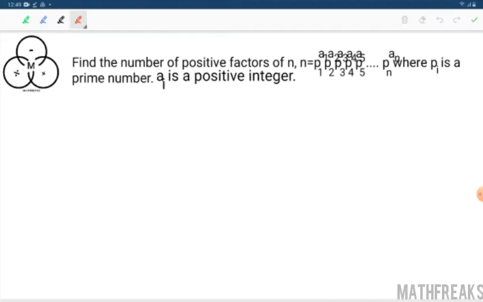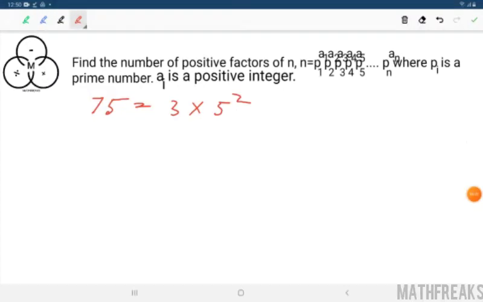To find the number of positive factors of a number n, this is p1 to the power a1. Suppose we are taking the case of 75. 75 can be written as 3 to the power 1 times 5 squared. Then how many factors does it have? Let us try to find out the factors manually.